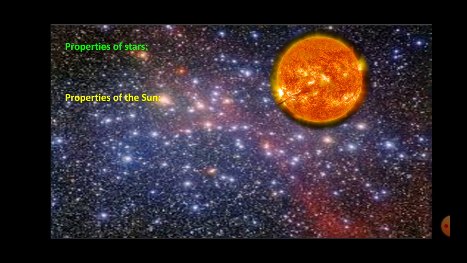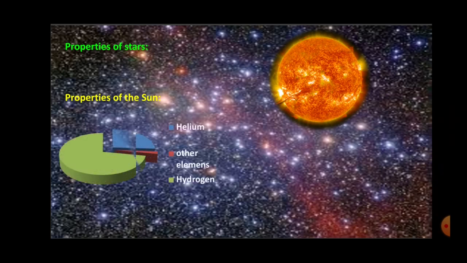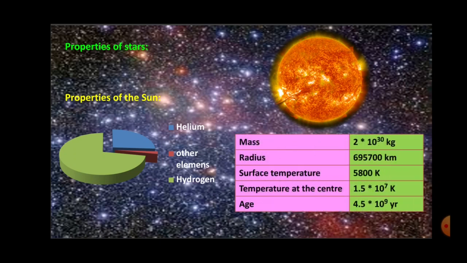Now, these stars are big, gigantic spheres, and they contain hot gases. Now, the sun is made up of 72% hydrogen. You can see the green color that represents hydrogen, and this hydrogen is around 72%, helium is about 26%, and 2% is of other elements which are heavier than helium.